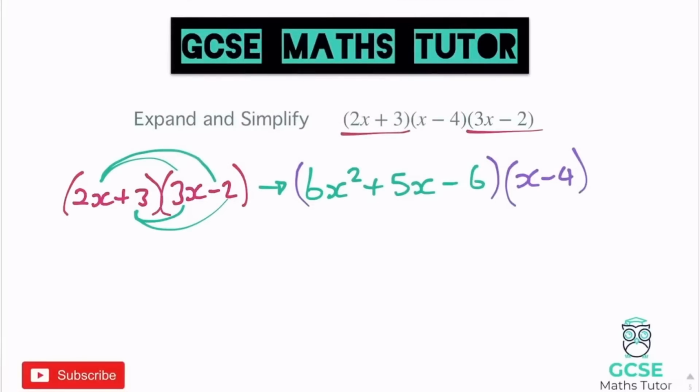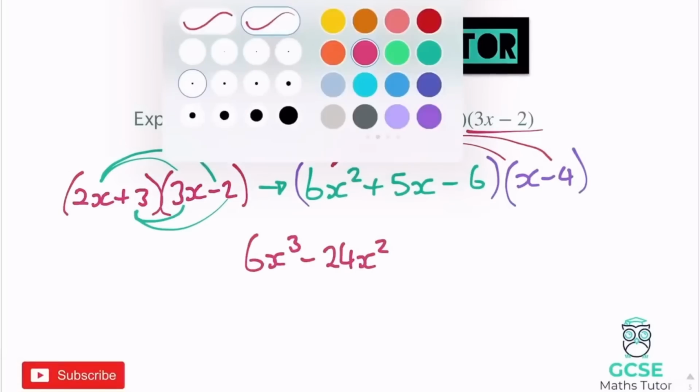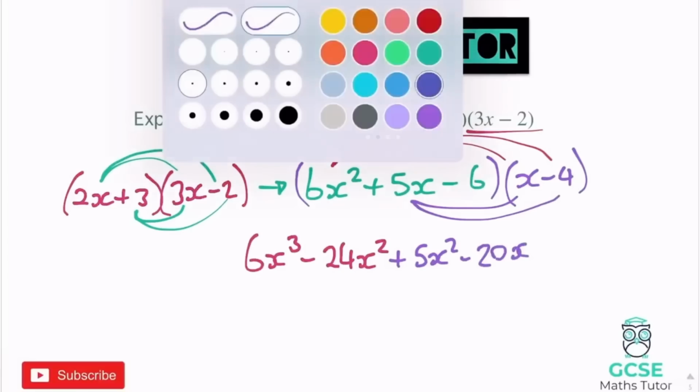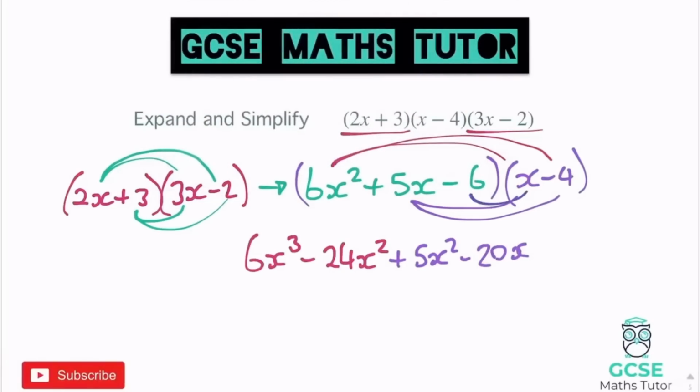So just following the same process as before. 6x squared times x gives us 6x cubed. 6x squared times negative 4 is negative 24x squared. And then moving on to the underneath. 5x times x gives us plus 5x squared. And 5x times negative 4 gives us negative 20x. And then on to the negative 6 to finish it off. Negative 6 times x is negative 6x. And negative 6 times negative 4 is positive 24.